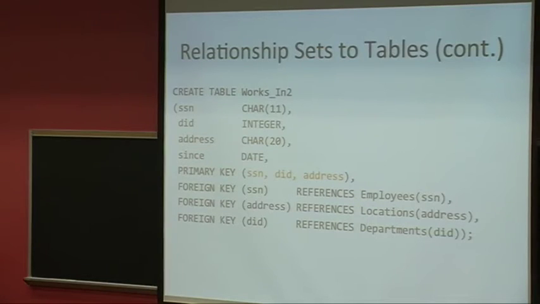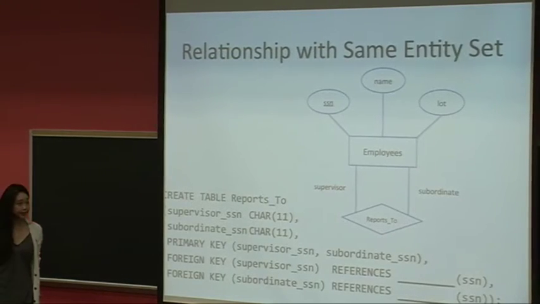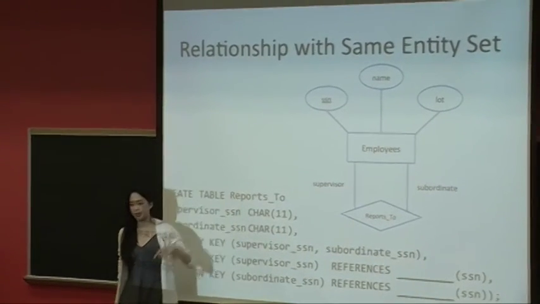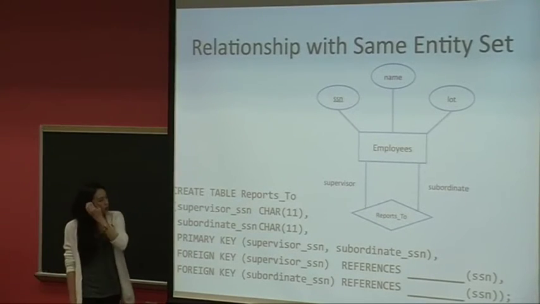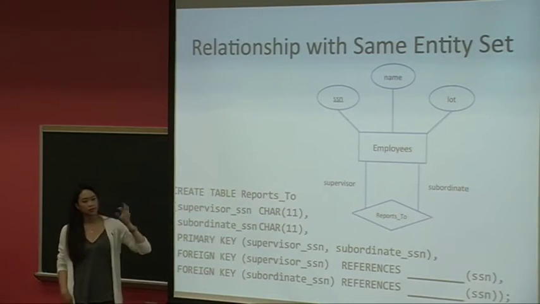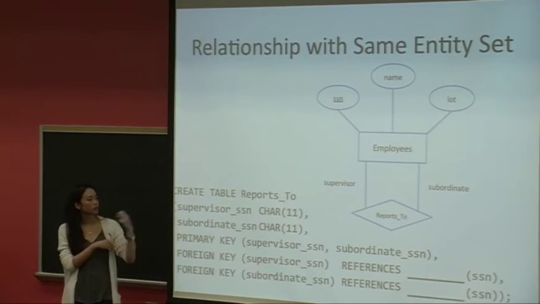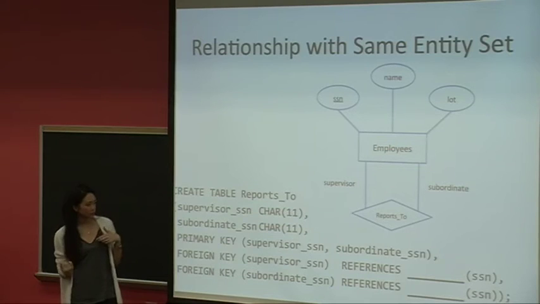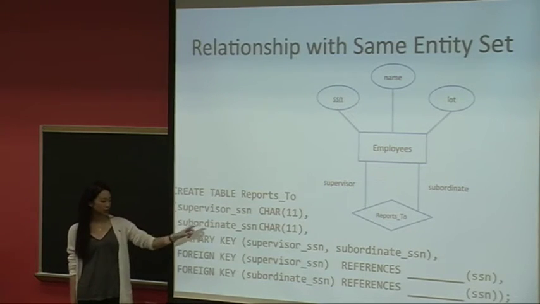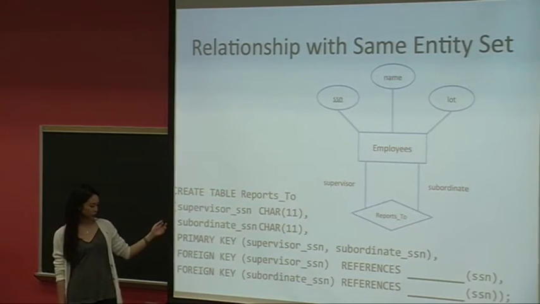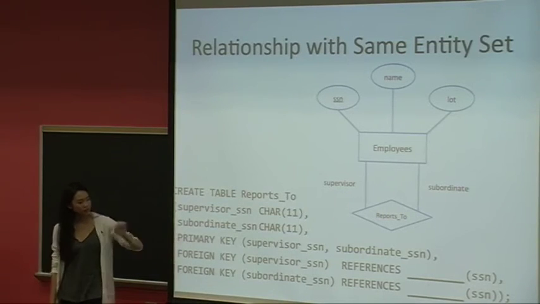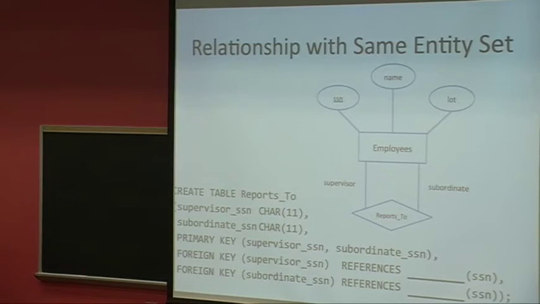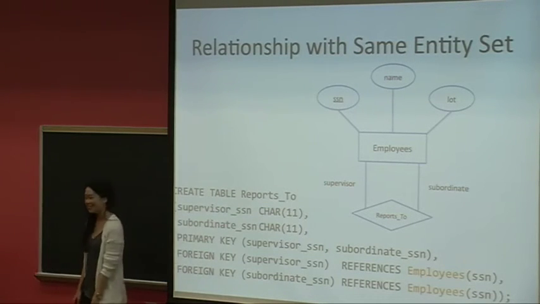How about, if you remember this example, where we want to translate a relationship set that only involves one entity set. Here, for one relationship of reports to, it will refer to two employees, right? One is the supervisor, one is the subordinate. So here we will have the SSN for supervisor and the SSN for subordinate. No problem. Then how would you specify the primary key? Also, just put them both together. This is actually very simple, but I just wanted to fill that out. So what do the first and second reference? Employees, both. It's referring to the same entity.